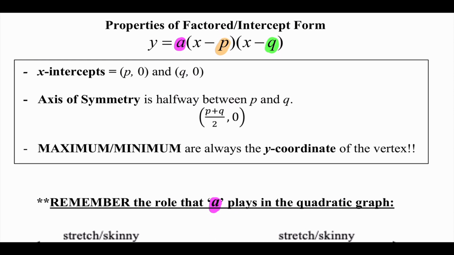Okay. This one has also a P and a Q. What are P and Q? They're x-intercepts. Okay. How do we find the axis of symmetry? It's going to be halfway in between those two places. So how do you find halfway in between? You add two numbers and divide by 2. That's halfway. Okay.